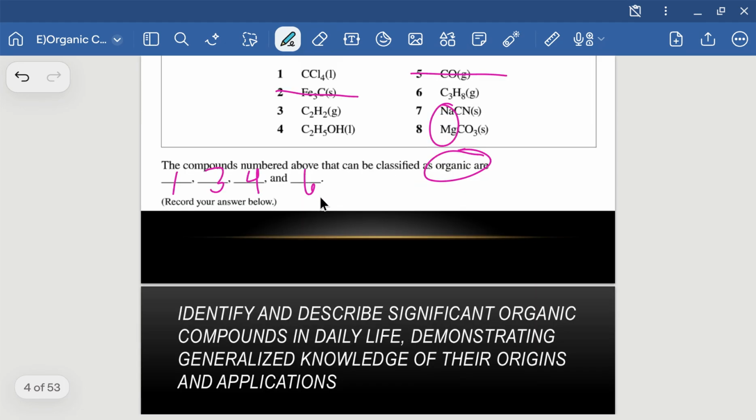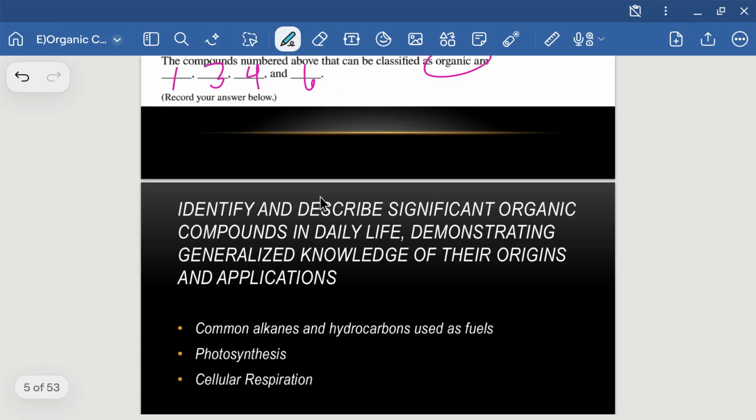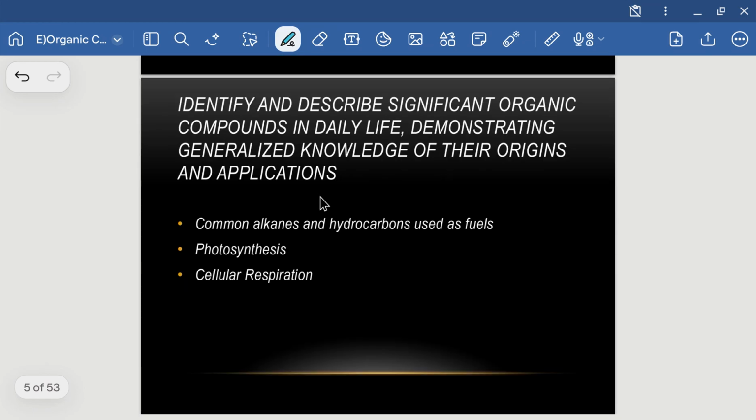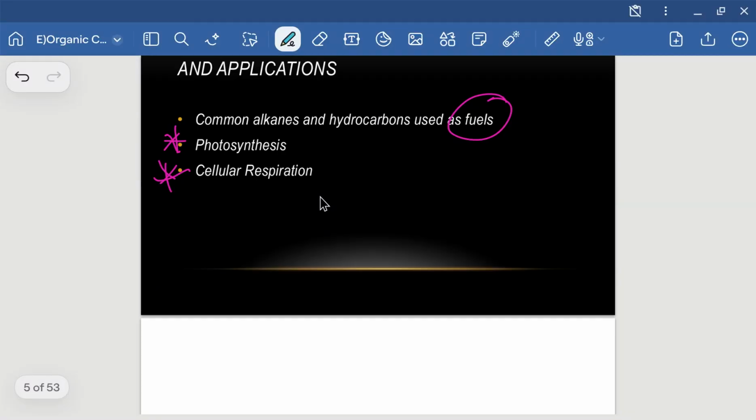Then you start to move on to taking a look at being able to describe organic compounds in daily life, like knowing that alkanes are often used for fuel. We'll also know how to separate crude oil, and we'll look at that in a moment. You also will take a look at these 2 reactions that you should have memorized, hopefully from when you did thermo, so like photosynthesis and cellular respiration, so being able to write those reactions out.